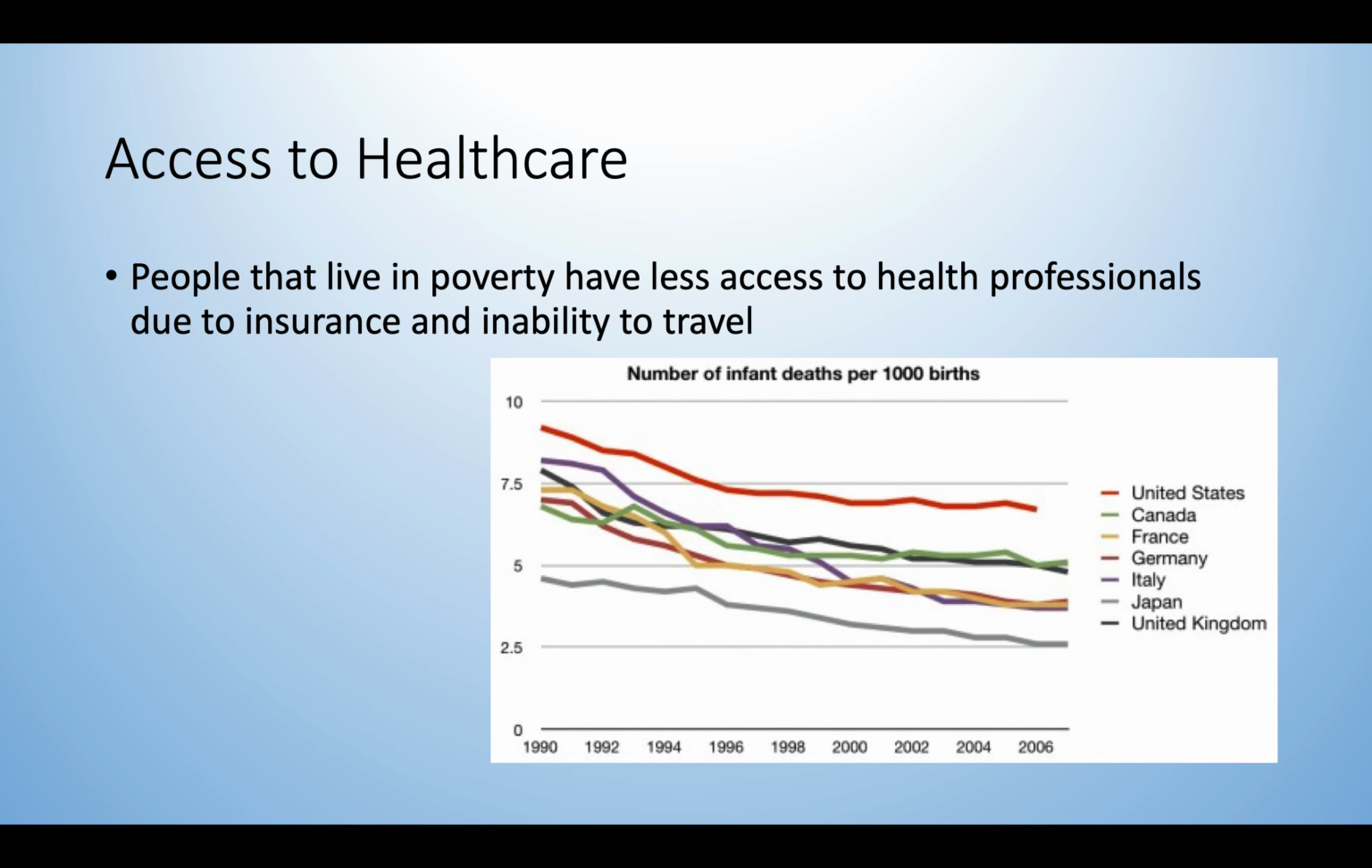And as you can see on the graph, the United States has a much higher infant mortality rate compared to other developed nations. And this may be due to the fact that other developed nations have universal health care versus relying on the individual to pay for the health care.